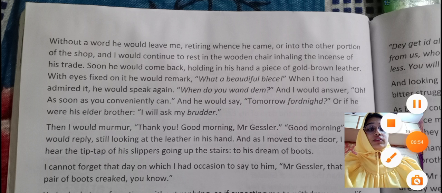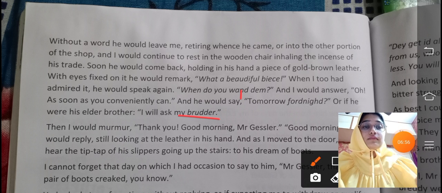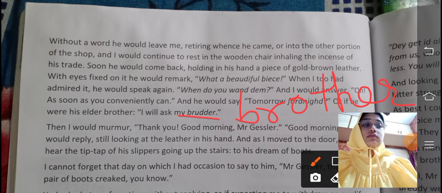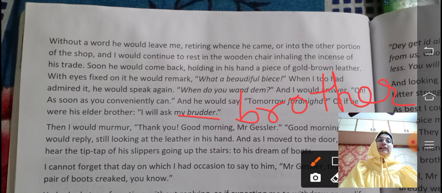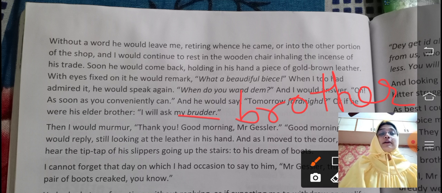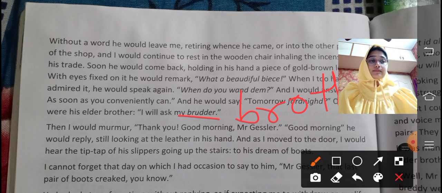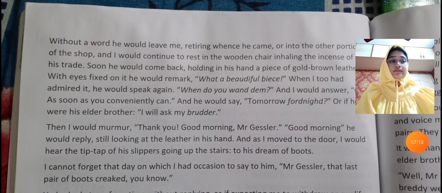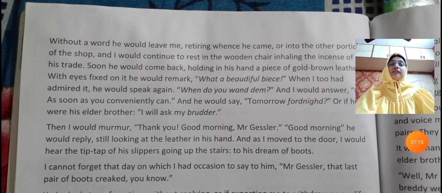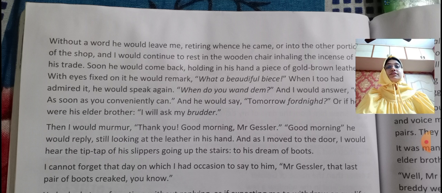So if it was his elder brother, he would say, "I will ask my brother," and then tell when he could give the pair of boots. Then I would murmur, "Thank you. Good morning, Mr. Jessler." "Good morning," he would reply, still looking at the leather in his hand.